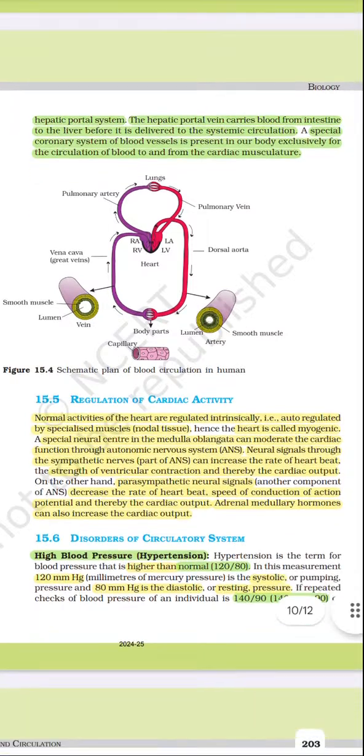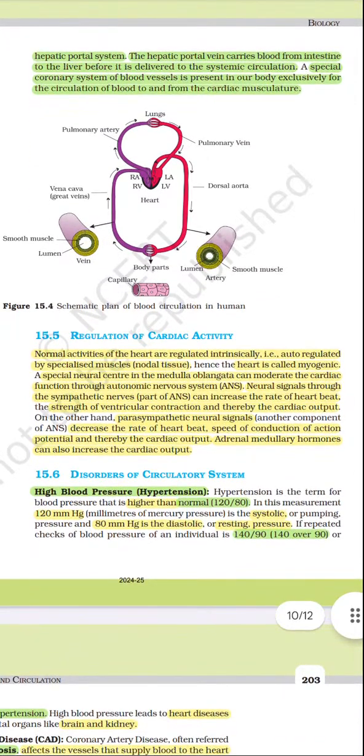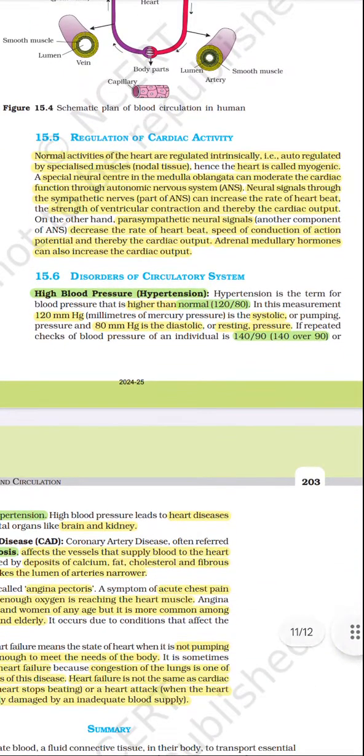musculature, lungs, pulmonary vein, dorsal aorta, vena cava, smooth muscles, lumen, aorta, capillary. Regulation of cardiac activity: the normal activity of the heart is regulated intrinsically, auto-regulated by specialized muscles like nodal tissue.